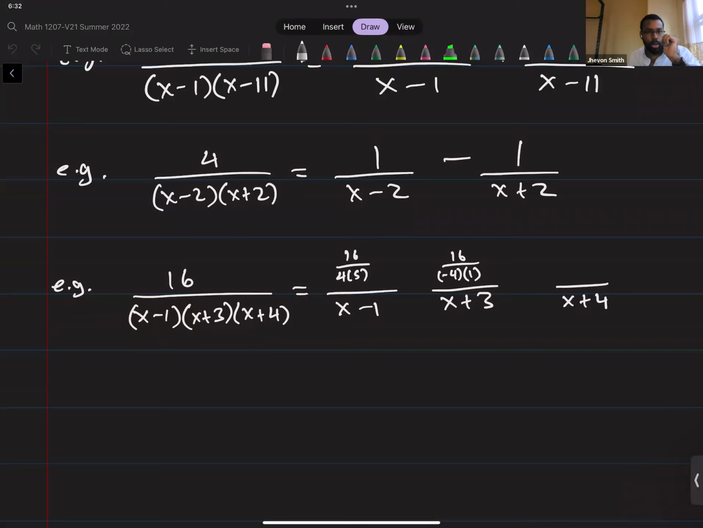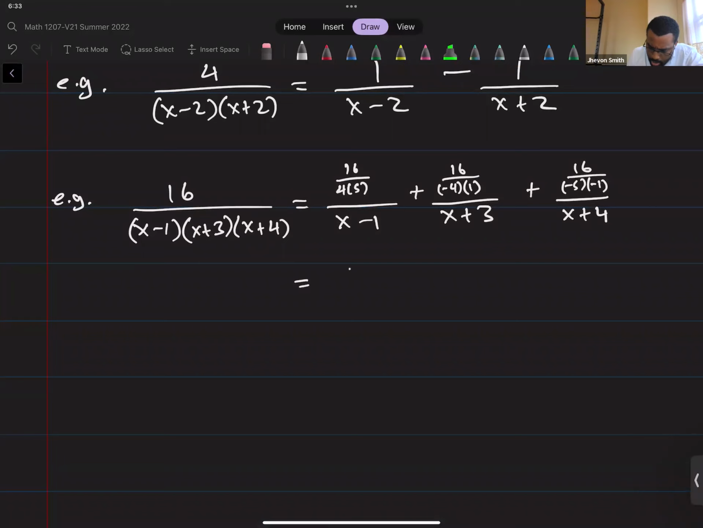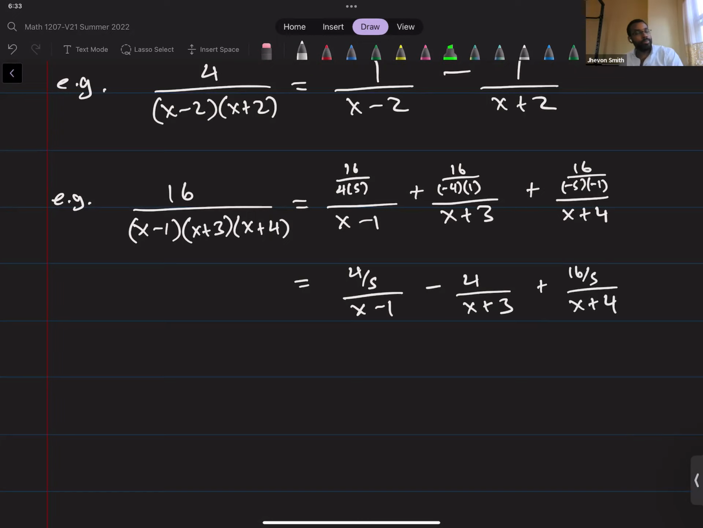What's going to be on top of the x plus 4? Well, if I go to the left and cover up the x plus 4, I would plug in x equals -4. I would end up with 16 divided by -5 times -1. And that's going to be all the coefficients. So this is going to be 4/5. This one is going to be -4. And this is going to be plus 16/5 over the x plus 4. And that's the partial fraction decomposition.